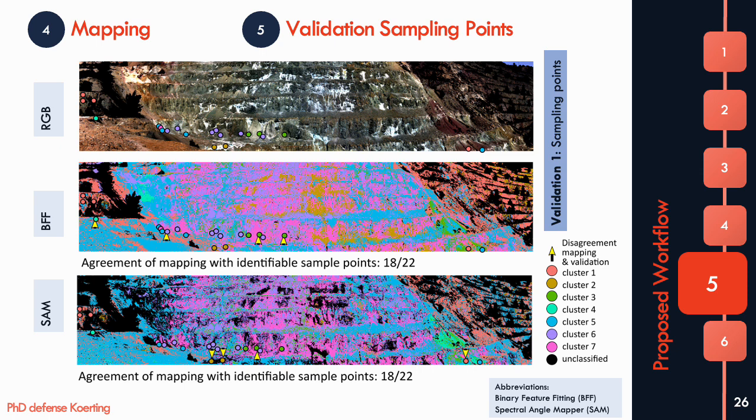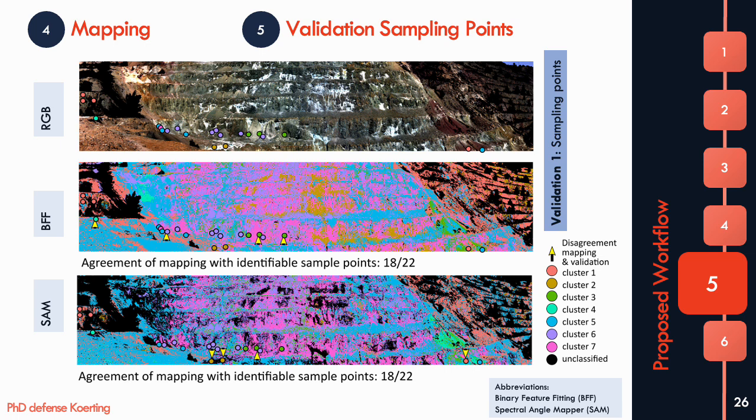And you can already see my first validation method, which is by the different sampling points. You can see the different sampling points within the image here, and those are already colored within their respective cluster colors. And I compared how well the 2 different mapping approaches actually mapped these different sampling points. And both for the SAM and the BFF, it showed that 18 out of 22 sample points could be identified. You can see this here with the yellow arrows, which sample points were actually classified incorrectly, and those differ for both methods.